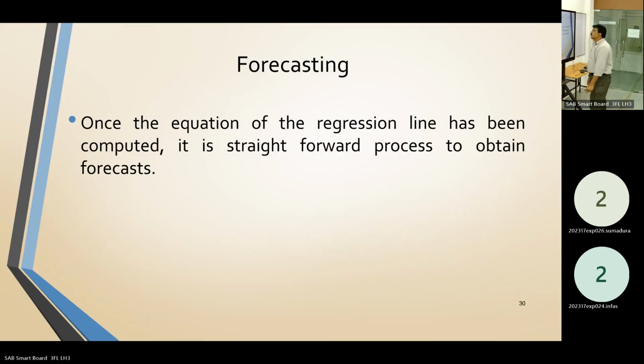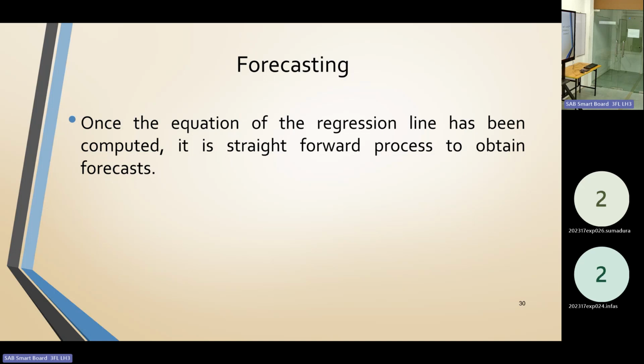Next. Forecasting. The purpose of this model is forecasting. Why do we develop this model? We develop this model for forecasting. So you develop the model, you interpret the model, you forecast. Underneath, you can note down this way.